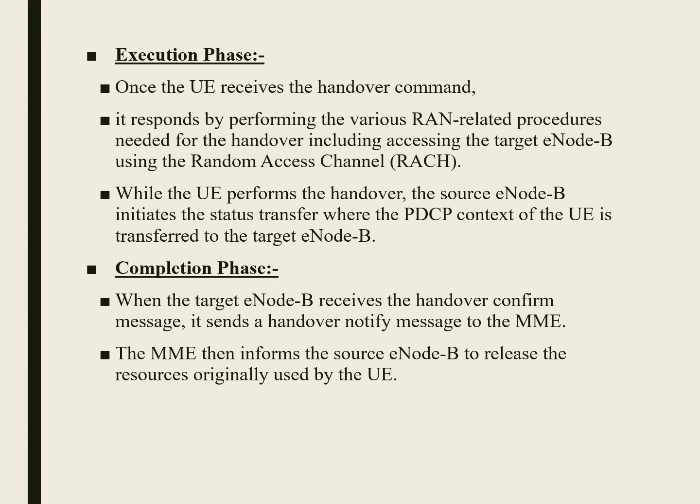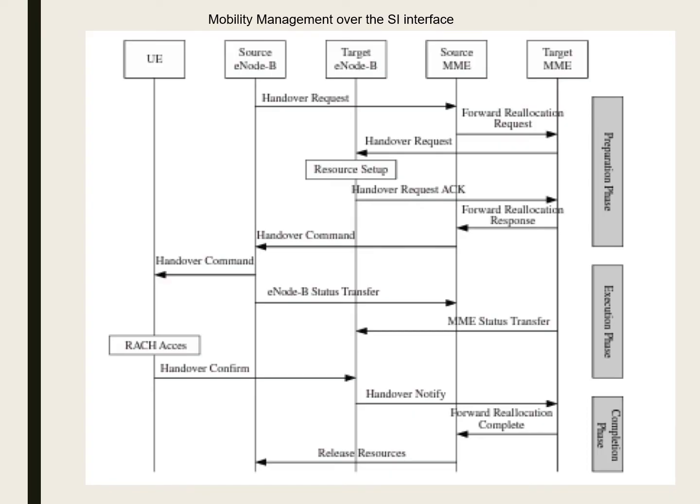In the completion phase, when the target eNode receives the handover confirm message, it sends a handover notify message to the MME. The MME then informs the source eNode to release the resources originally used by the user equipment. All these three phases in the S1 interface can be easily analyzed with this diagram. This diagram gives you the mobility management over the S1 interface.